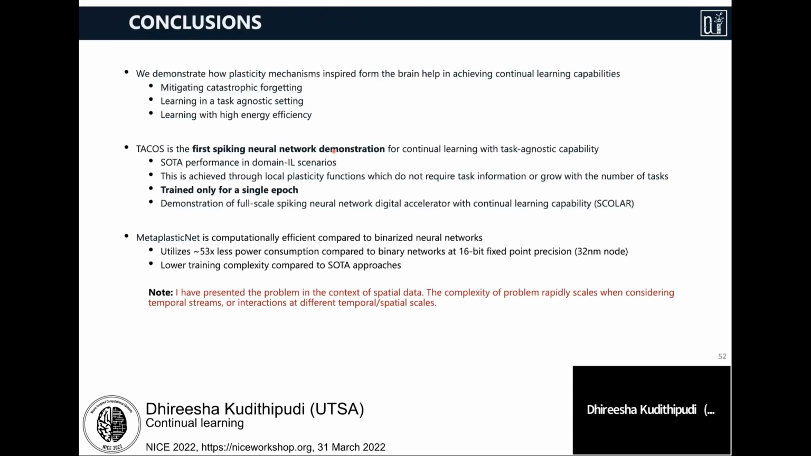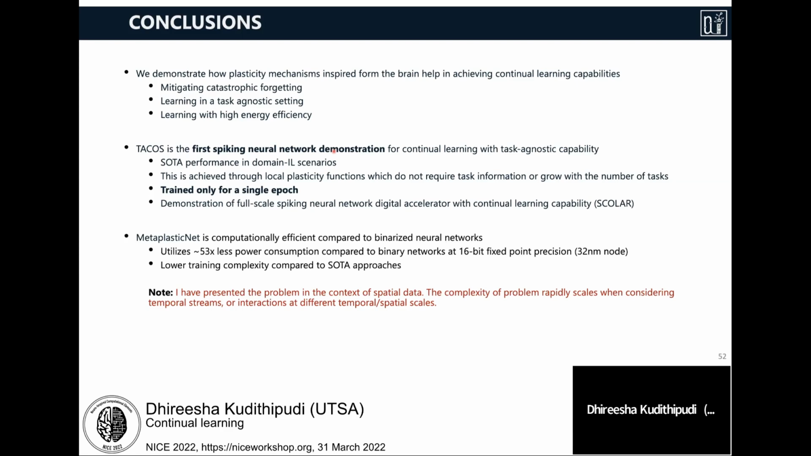So in summary, I showed how plasticity mechanisms can help us achieve continual learning capabilities. Particularly, I showed how to mitigate catastrophic forgetting or learning in a task agnostic setting. And this is the first spiking neural network demonstration that is able to do this by training in only a single epoch. We are currently working on a memristor-based implementation. And actually, we'll have our first tape out in a month for the TACOS framework.